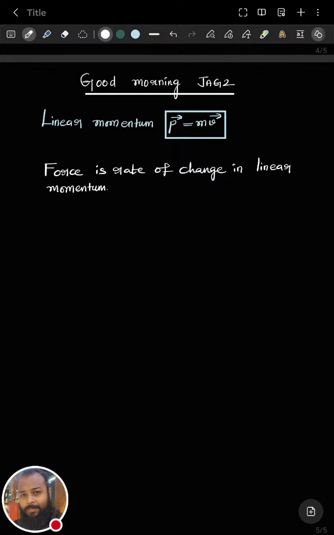Now observe these situations. Suppose you have a vector. This is one vector, and there is one more vector like this. One is p1 bar, the other is p2 bar. So this is vector p1 bar, and this is p2 bar. Linear momentum.